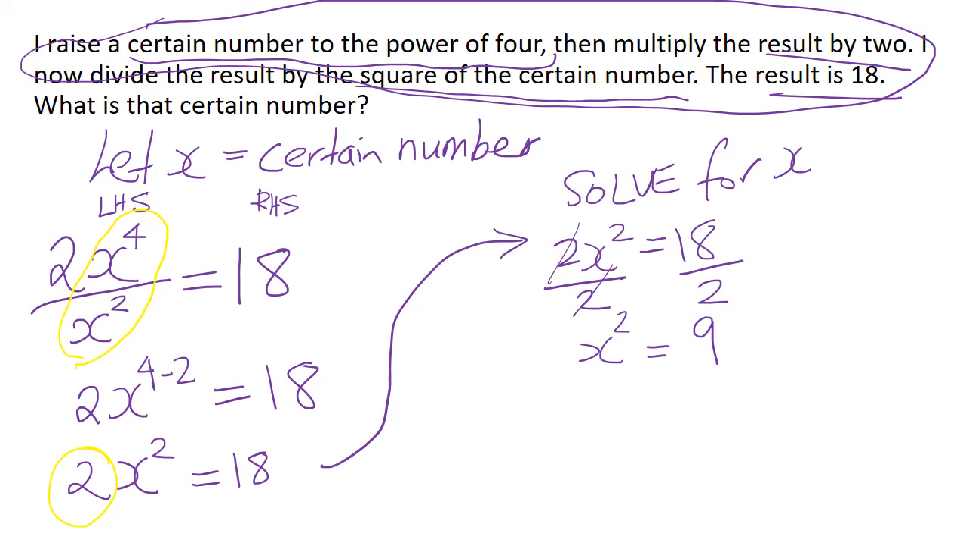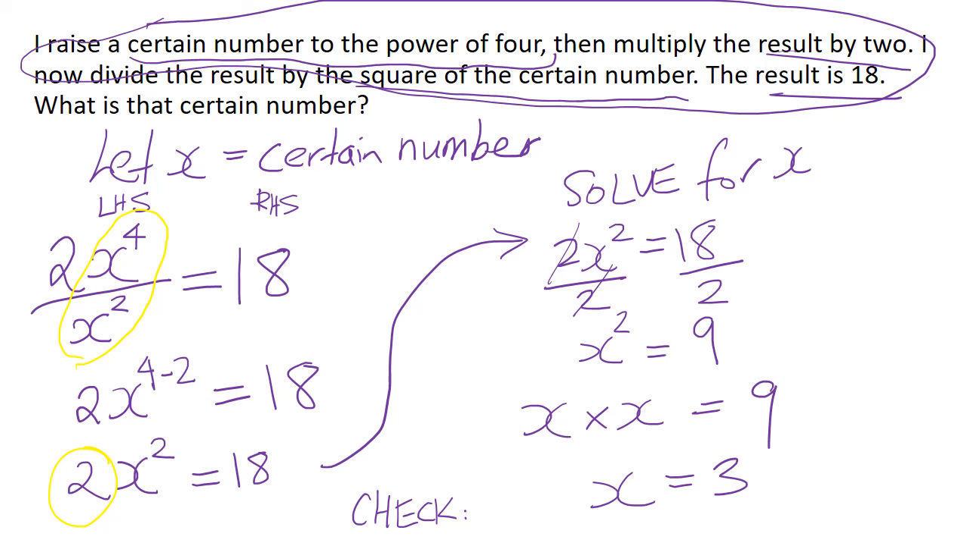I haven't taught you about square root yet, but you can think about x squared equals 9. What he's saying is x times x equals 9, right? So I've got a number. If you have the number multiplied by itself, it's going to give me 9. And what would that number be? It has to be 3. So x equals 3. So that certain number is 3. Because you can check your answer. Let's check our answers.